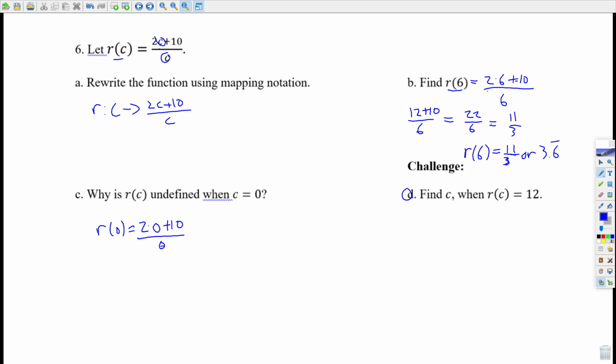And part D is a challenge. Find C when R of C equals 12. They're telling you the left-hand side of the equation is the number 12. So I'll help you set it up. R of C is 12, so you're going to replace R of C in this equation on the left-hand side by changing it to 12. So 12 equals the other side. We don't know C, so you have to find it. I'll leave that to you to finish. You have to do some work, get rid of the fraction and everything, and you'll eventually get C equals something.